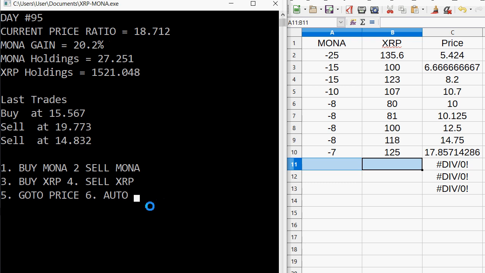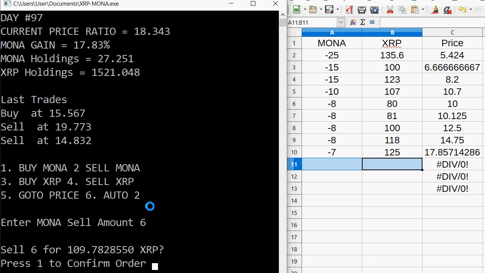And now Mona gains 20, so let's go ahead. Oops, that happens to me too frequently. Now I'm glad it hasn't happened here. I pushed the wrong button. I went to sell and then Mona gains, so okay, let's go ahead and sell 6 of them.